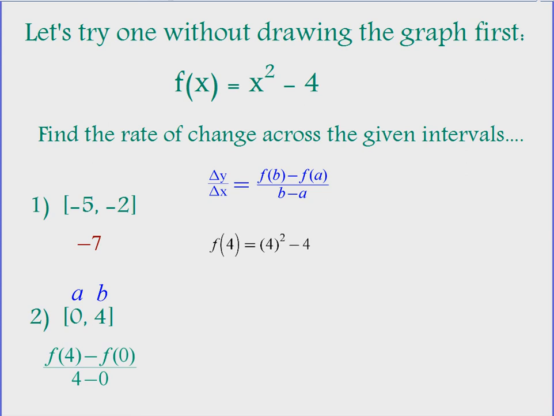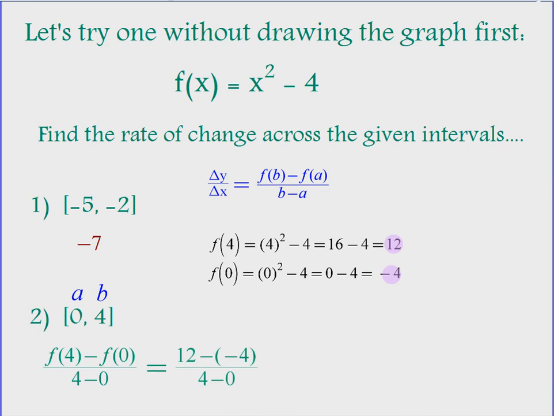Let's start with f of 4. 4 to the second power minus 4 gives me 16 minus 4, and we end up with 12. F of 0, 0 squared is 0, minus 4 leaves us with negative 4. Then I can take 12 and negative 4 and put them in my formula. 12 minus negative 4 over 4 minus 0 simplifies to 16 over 4, which reduces to 4. 4 is our average rate of change over the interval from 0 to 4.